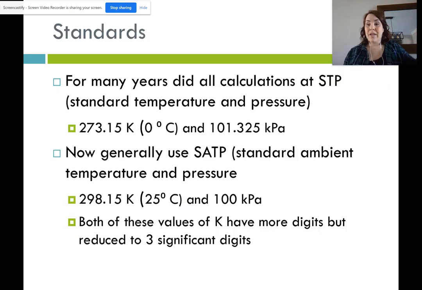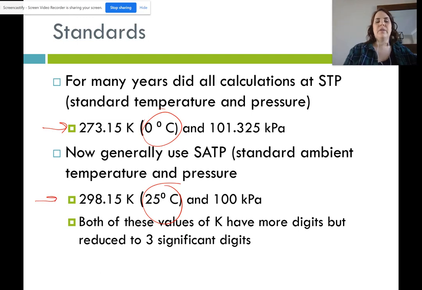So, like yesterday, we talked about the difference between STP and SATP, and we talked about 0 degrees Celsius versus 25 degrees Celsius. For today, because kelvins are what we're going to be using in these calculations much more often, we could say this is really 0 degrees Celsius being 273.15 kelvin, and 25 degrees Celsius being 298.15 kelvin. Those are saying the same things, but it's more consistent with the units that we're going to see more often in gas calculations. Okay?